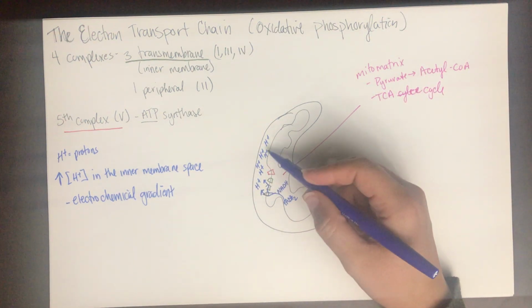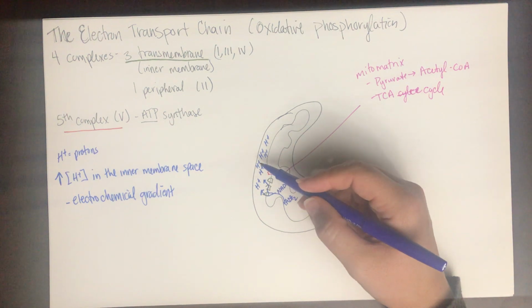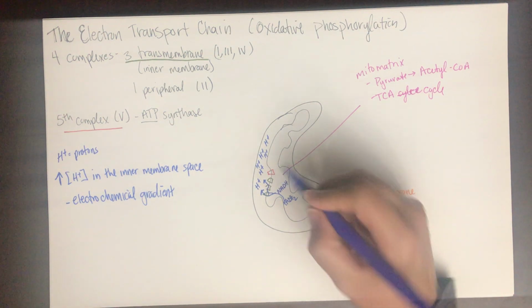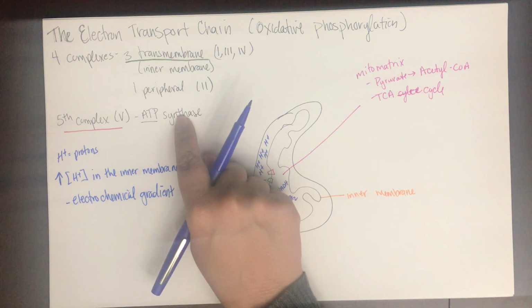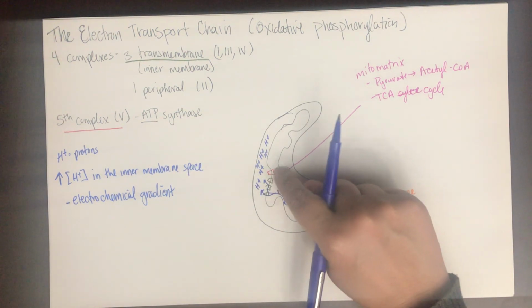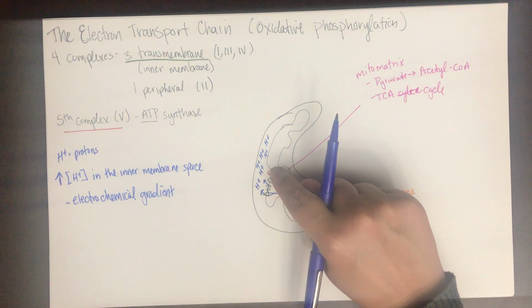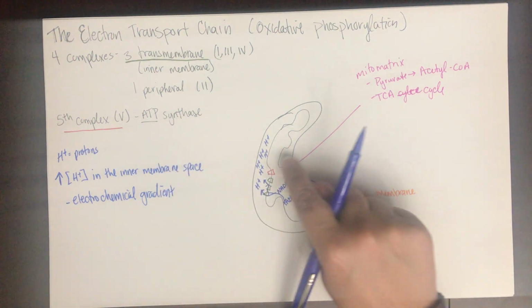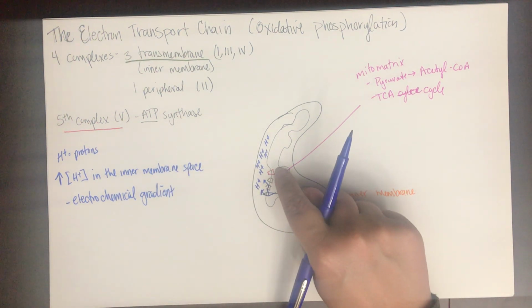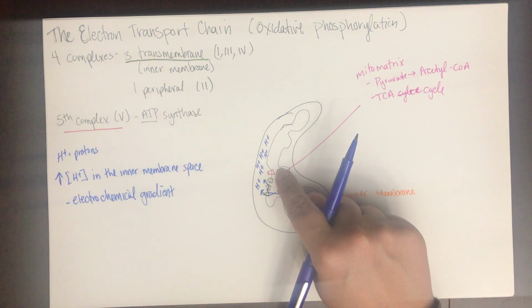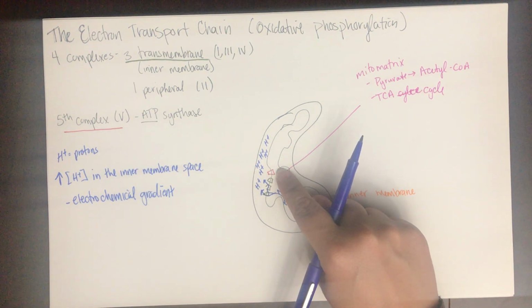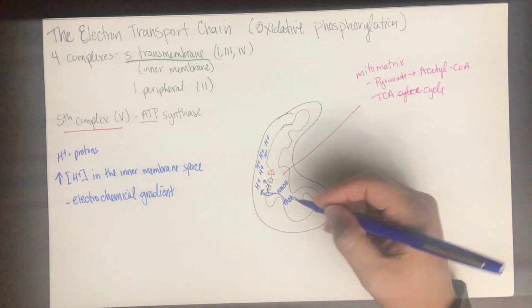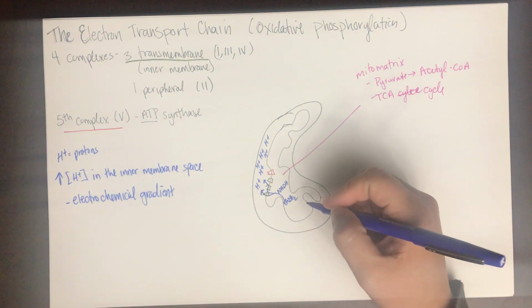Essentially, we pump all these hydrogen ions into this intermembrane space and then we allow it to flow through this ATP synthase enzyme. When it does, it causes a mechanical turn inside this ATP synthase and it forms ATP, this physical movement here of this 5th complex, the ATP synthase. Okay, so this is the point of the electron transport chain.